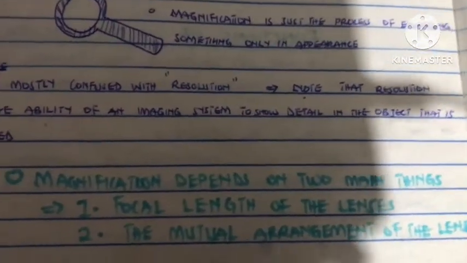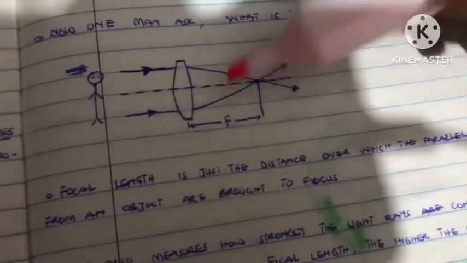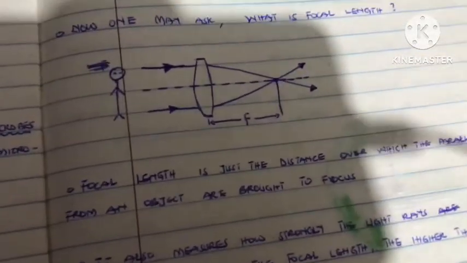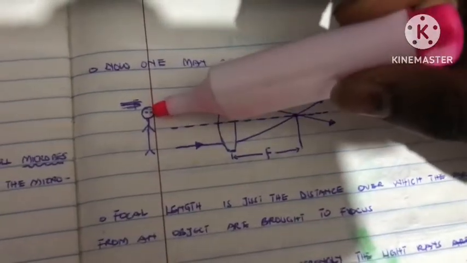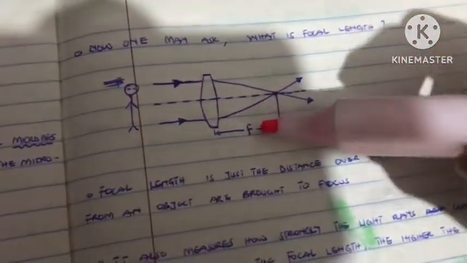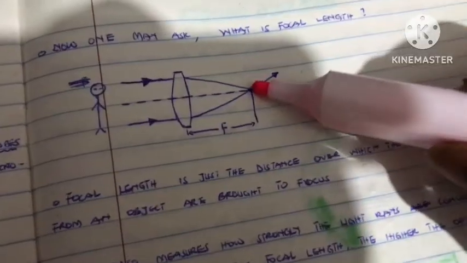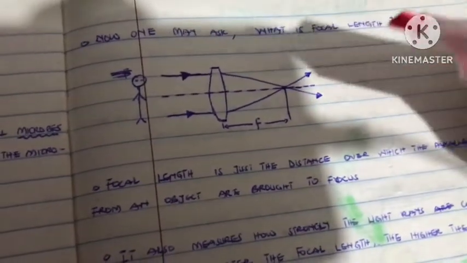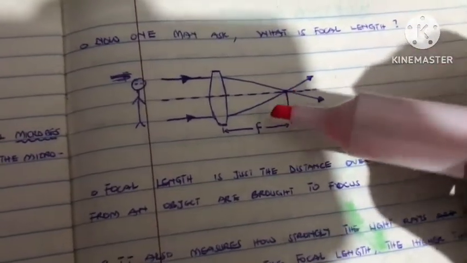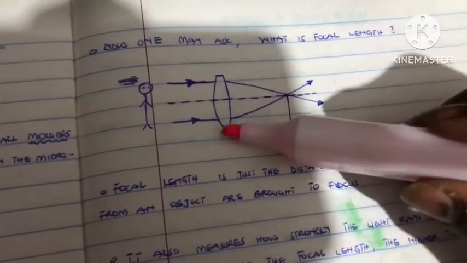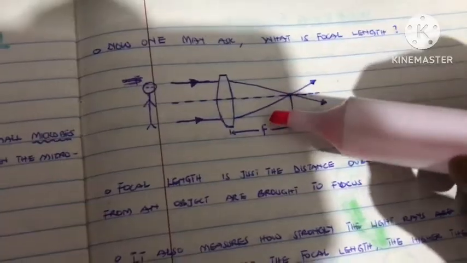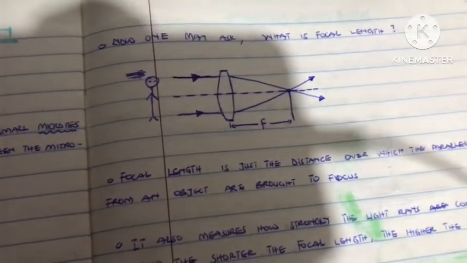Now the question is, what is focal length? Let me use this diagram to explain focal length. This is the lens. The light rays are coming from this person, and they are being brought to focus at this point. So the focal length is just the distance between the lens and this focal point. That distance is the focal length.